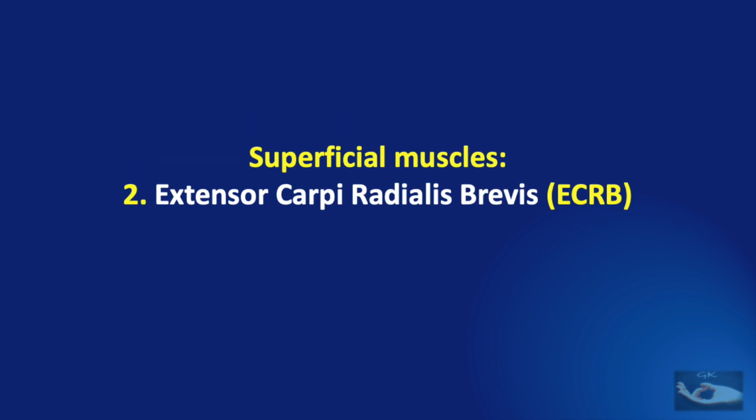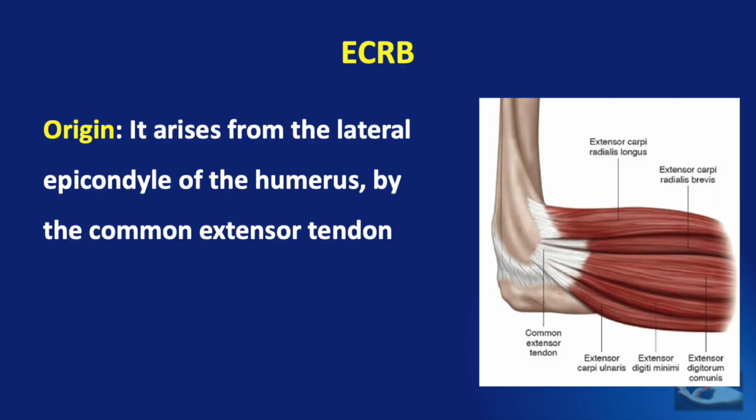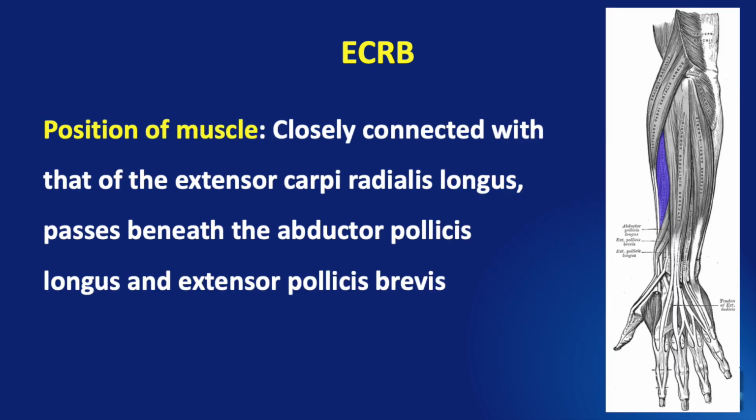The extensor carpi radialis brevis, or the ECRB. This muscle has its origin from the lateral epicondyle of the humerus by the common extensor tendon. This muscle is closely connected with that of the extensor carpi radialis longus, and just like the ECRL, it also passes beneath the abductor pollicis longus and extensor pollicis brevis tendons.